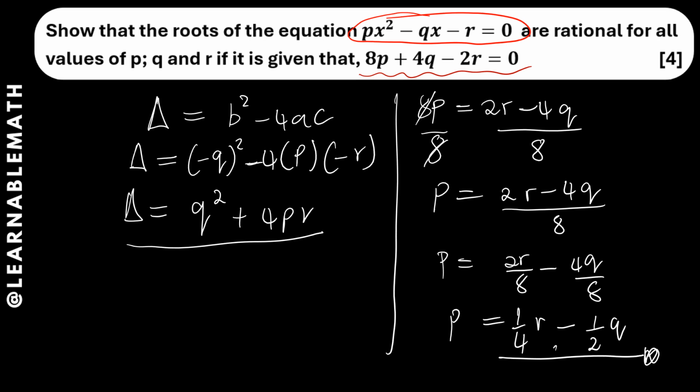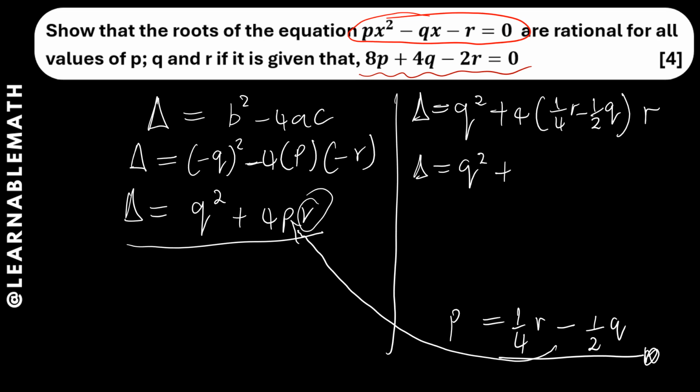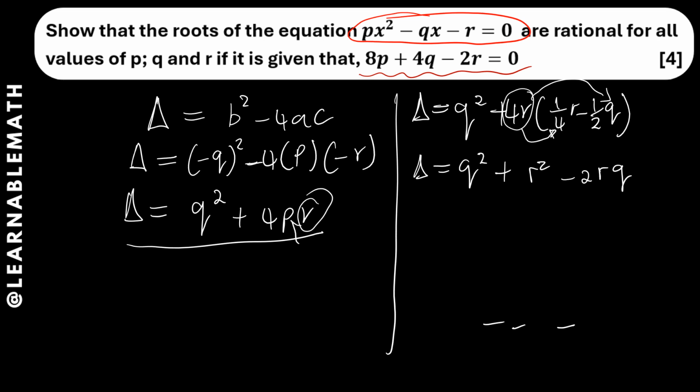Then we can substitute this p where p is there in our delta. So where there is p, I'm going to substitute 1 over 4 r minus 1 over 2 q, and this is being multiplied by r. So delta is equal to q squared plus, if we multiply 4 times r, 4r times this. 4 and 4 will cancel, r times r will be r squared. Then 4r times the last one, 4 over 2 will be 2rq. So you can see that our delta at this point is q squared plus r squared minus 2rq. If we write it properly, we can say q squared minus 2rq plus r squared.